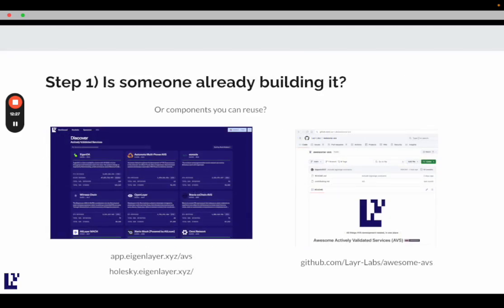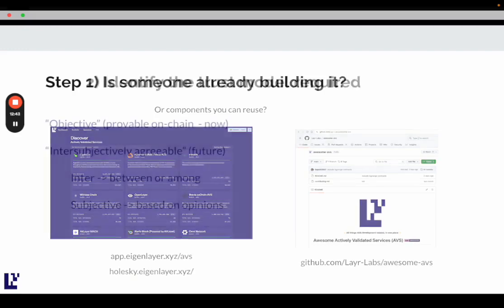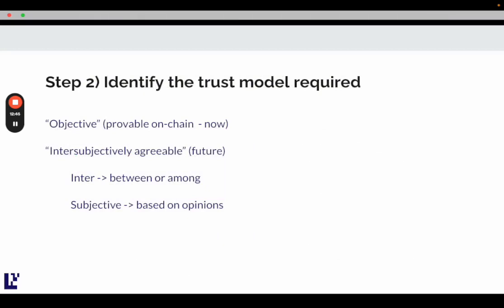So the first point here, check to see if someone is already building this service. If you go to app.eigenlayer.xyz/AVS, you can see all the AVSs that are available today. You can also go to our awesome AVS repository on GitHub, and you'll see a lot of examples of different types of AVSs that are being built in the ecosystem today. The second is to identify the trust model required. And in particular, for now, this means objective, provable, on-chain events.